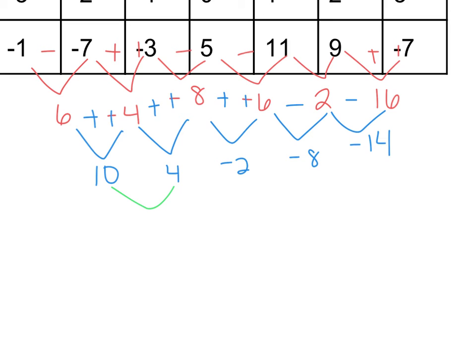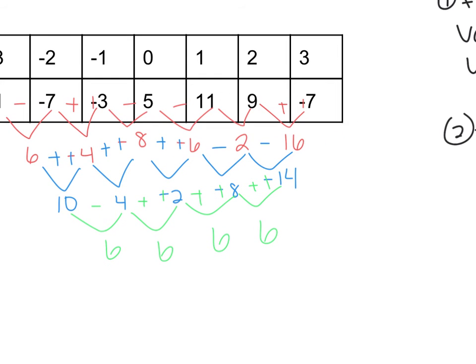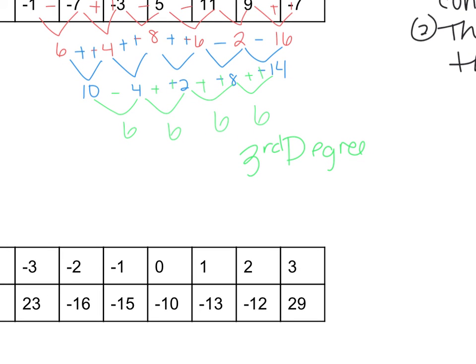Let me switch colors. So 10 minus 4 would give me 6. 4 minus -2 would give me 6. -2 minus -8, so that becomes plus positive, that would be 6. Hey, this is looking good. -8 minus -14 would be 6. So good, we got a consistent number, which was 6 in this case. So this would be a third degree polynomial, which let's use the proper name, and that would be a cubic polynomial.